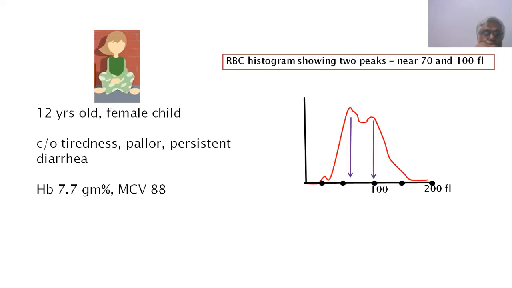case is the histogram, which shows that there are two peaks. One peak is around 70 femtoliters, the other peak is around 95 to 100 femtoliters. So this patient had a combination of microcytic and macrocytic anemia. Because it is a combination of micro and macro, the machine calculated the mean of micro and macro and gave you a figure of 88. In reality, this patient did not have microcytic or normocytic anemia, but a dimorphic anemia, microcytic and macrocytic.